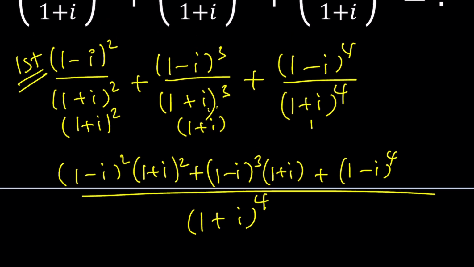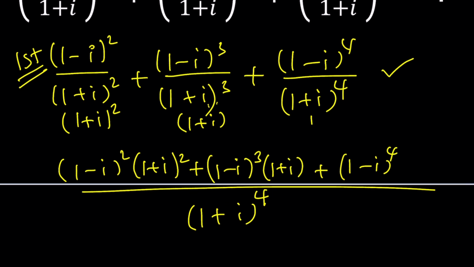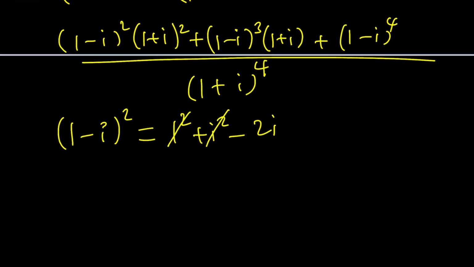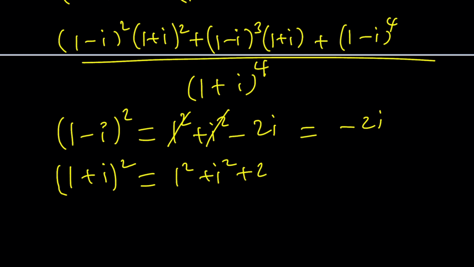Maybe take it from here, and instead of making a common denominator, simplify each one. Because we can easily find (1 minus i) squared, right? What is (1 minus i) squared? Let's talk about it. It's 1 squared plus i squared minus 2i. i squared is negative 1, so these two are going to cancel out, leaving us with negative 2i. And if you do the same thing with (1 plus i) squared, you should get 1 squared plus i squared plus 2i, which is 2i.